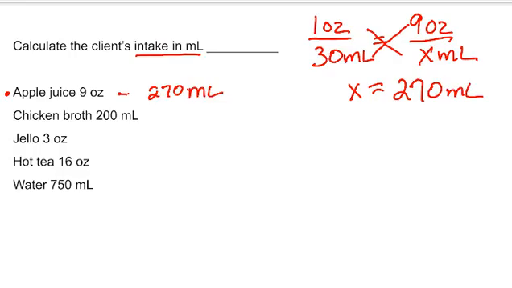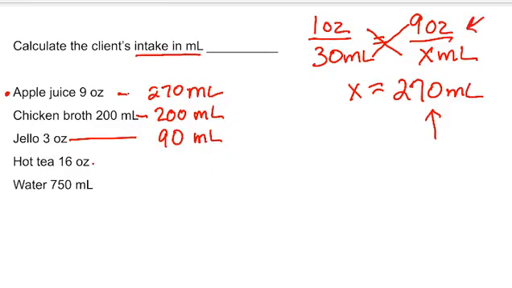This chicken broth is already in milliliters, so I'm going to write 200 milliliters. Then I've got 3 ounces of Jell-O, and you can write out the ratio proportion for each of these individually, or you can just know we multiply 3 times 30, and that's going to be 90 milliliters. It's just a quicker way to do that. But again, you're welcome to set it up like this as well.